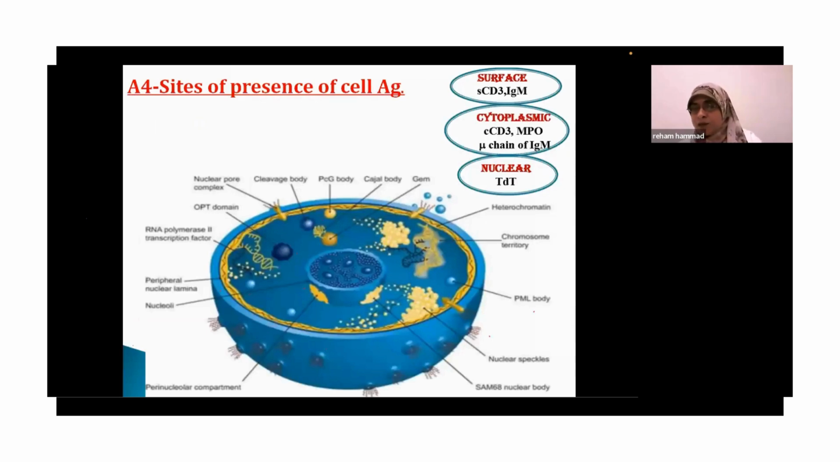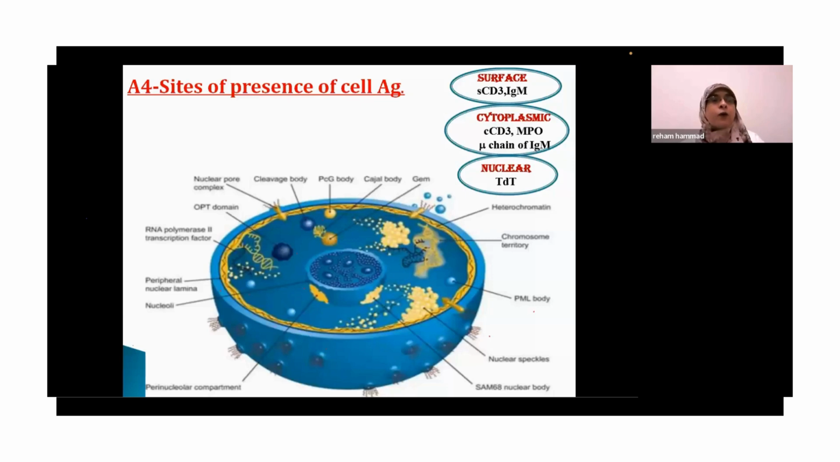I will leave the panels of the leukemia to the second session, and how to assign each specific antigen to each specific lineage according to its antigenic structure. But please remember that the site of the cell antigen is not always the surface. Sometimes you have cytoplasmic markers. If you are going to examine cytoplasmic markers, you will have to permeabilize the surface of the cell to reach the cytoplasm, like in the case of cytoplasmic CD3, myeloperoxidase enzyme, or the mu chain of the B cells. Sometimes it is even nuclear, like TdT.